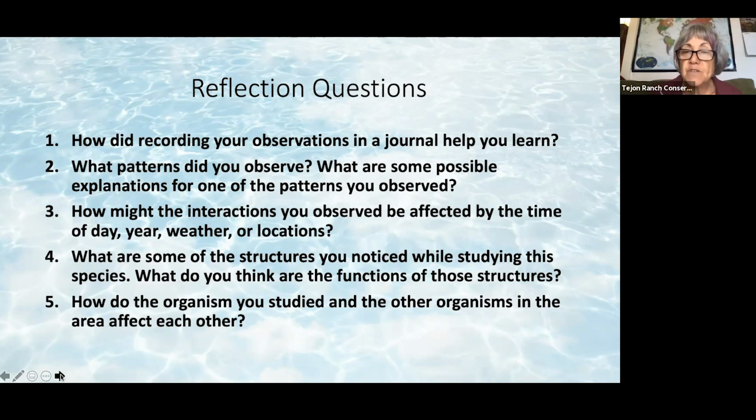Here are your questions. How did recording your observations in your journal help you learn? What patterns did you observe? And what are some of the possible explanations for one of the patterns that you observed? How might the interaction that you observed be affected by the time of day, the year, the weather, or locations? In other words, you're taking a moment at a time, but could it be different in different times of the year? What are some of the structures that you noticed while studying this species? And what do you think are those functions of those structures? And the last question, how do the organisms you studied and the other organisms in the area affect each other?